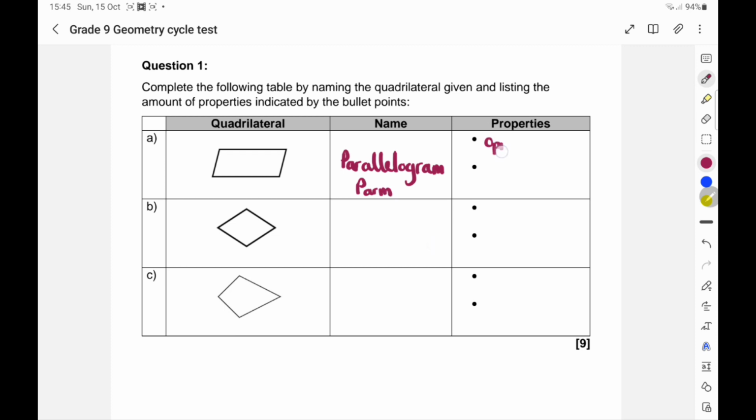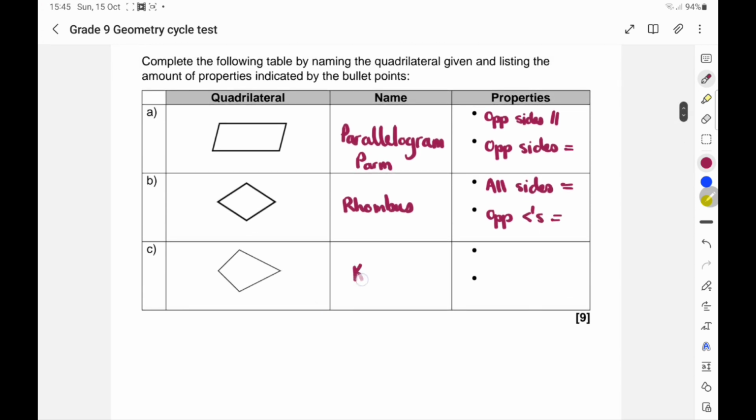And the 2 properties that are easy: opposite sides are parallel and opposite sides are equal. This one over here is a rhombus, or otherwise known as the drunk square, and that is all sides are equal and the opposite angles are equal. Just 2 of those. This one over here is a kite, and it's got adjacent sides that are equal, and 1 pair of opposite angles are equal. Easy peasy.